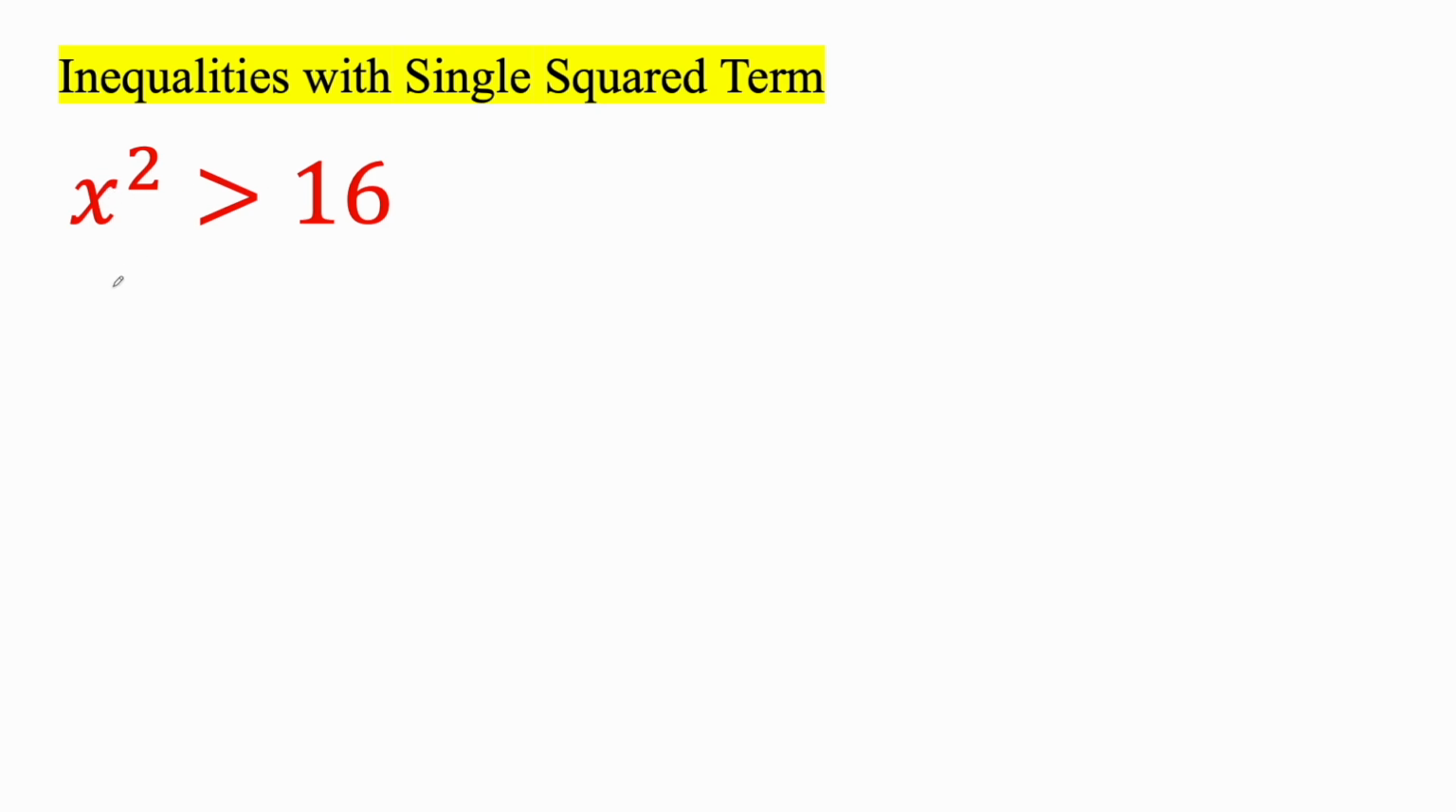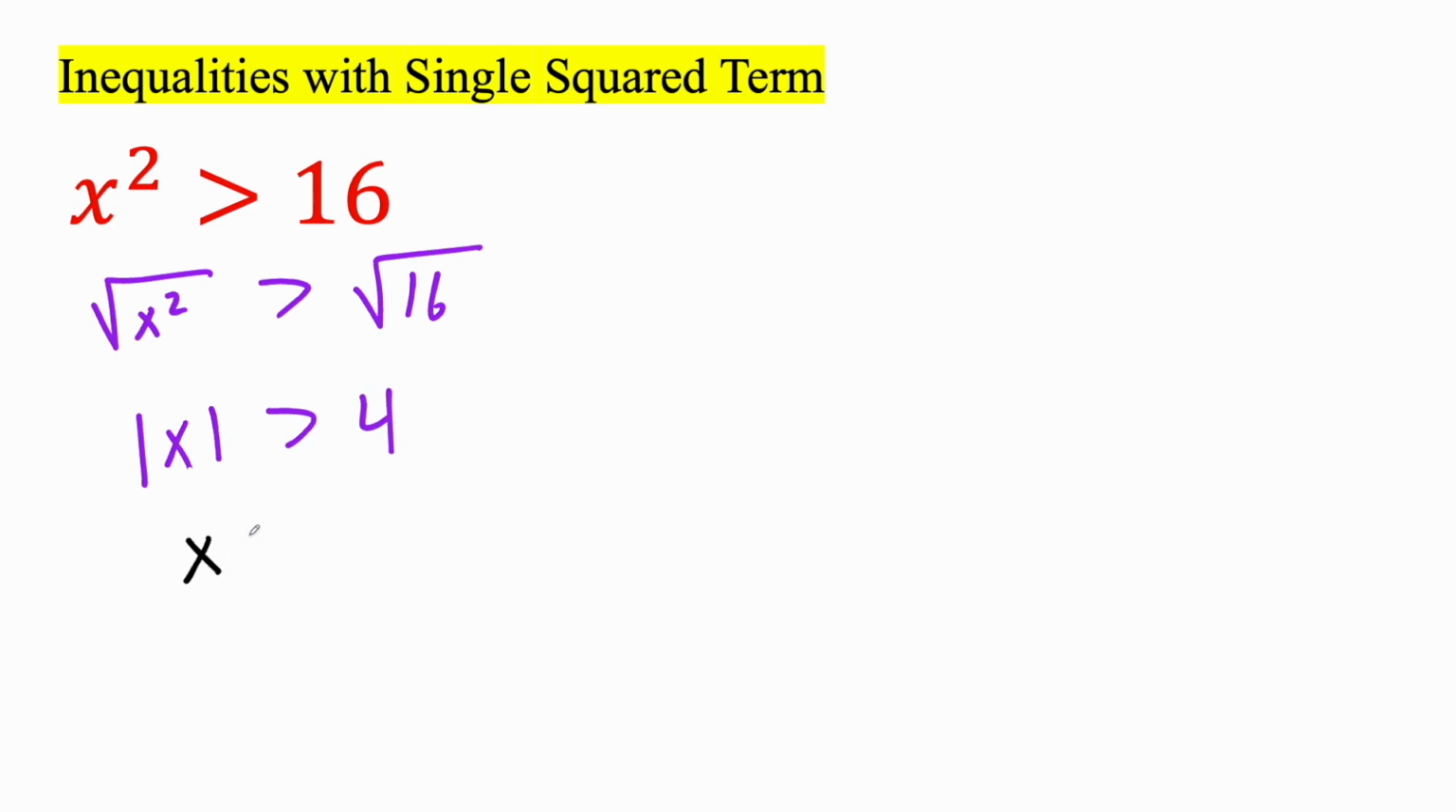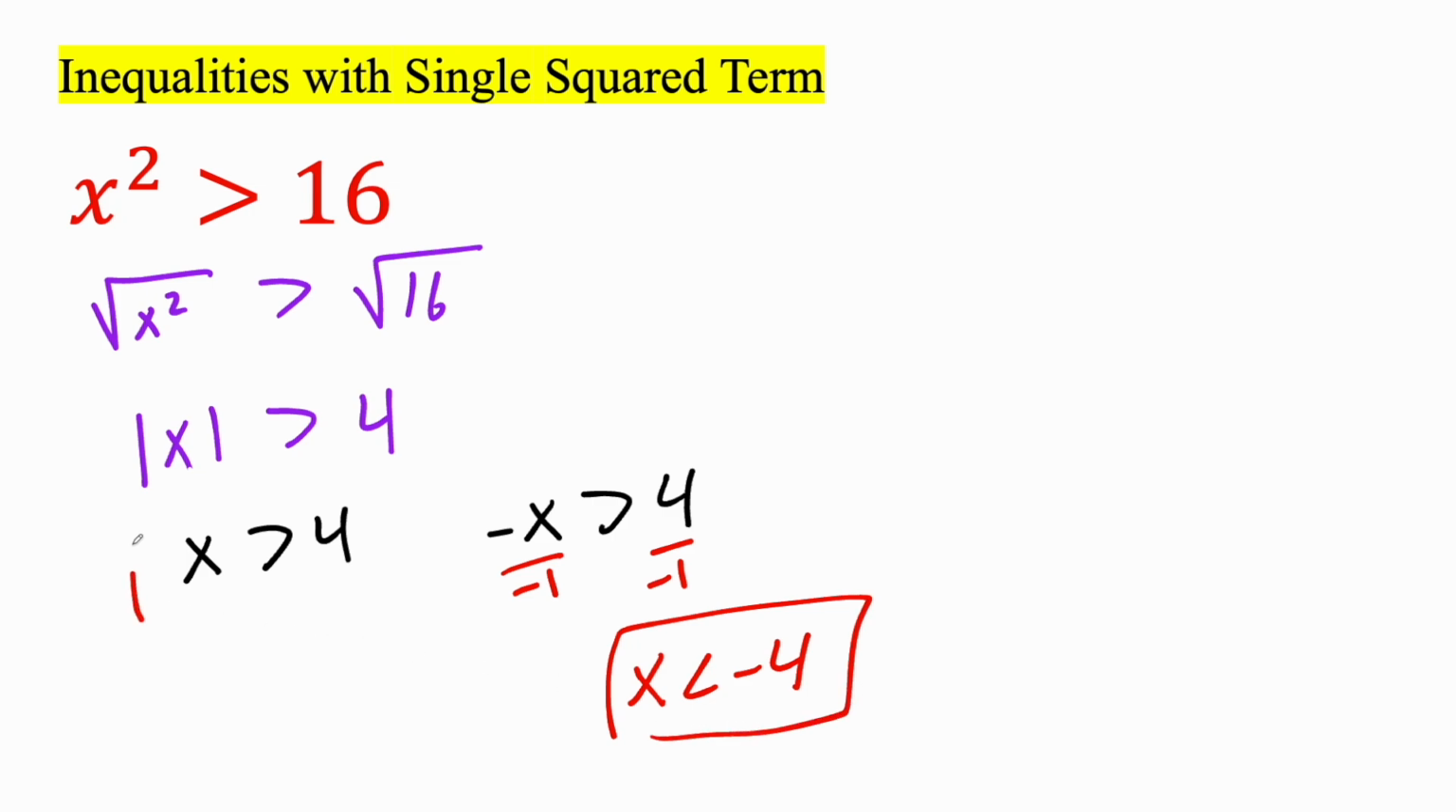So we'll take the square root of both sides. So we have the square root of x squared, which is greater than the square root of 16. Now the square root of x squared gives us the absolute value of x, which is greater than 4. From here we split. We can say that x is greater than 4, and we're going to say negative x is greater than 4. And if we want to get rid of the negative, divide by negative 1, divide by negative 1, and so x is less than negative 4. And so we have this piece and this piece.